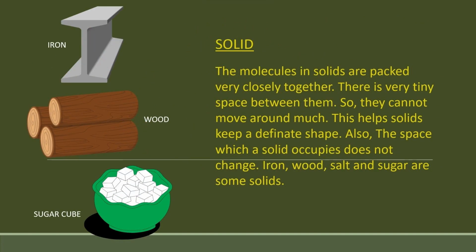The molecules in solids are packed very closely together. There is very tiny space between them, so they cannot move around much. This helps solids keep a definite shape. Also, the space which a solid occupies does not change. Iron, wood, salt, and sugar are some solids.